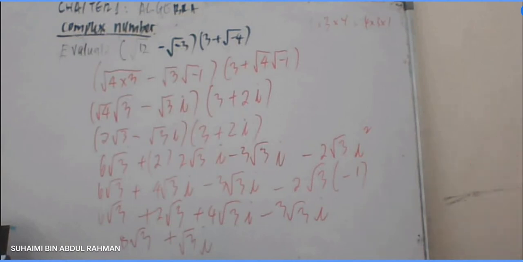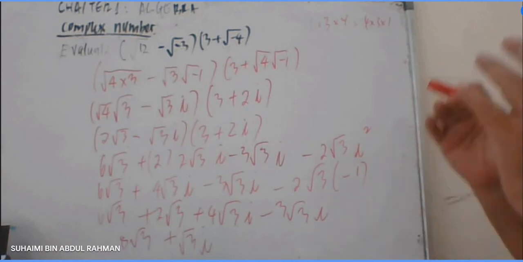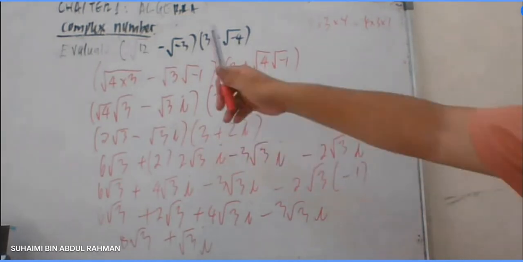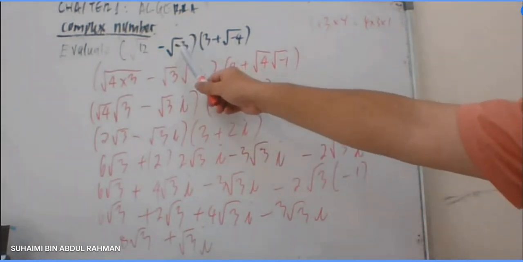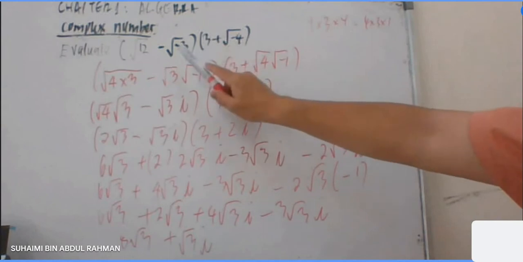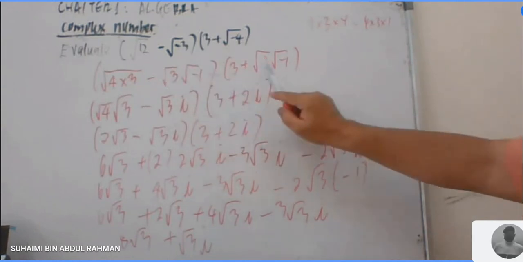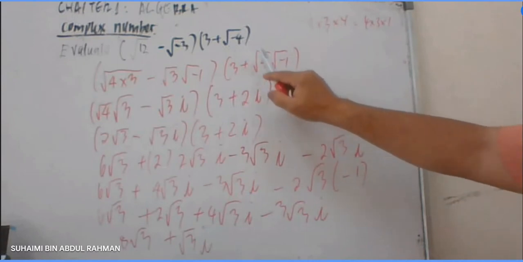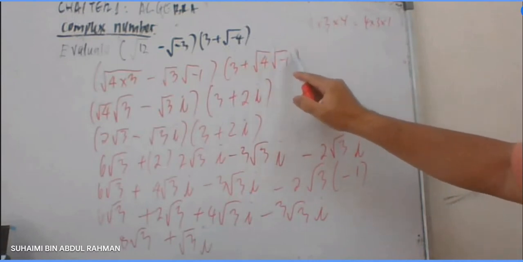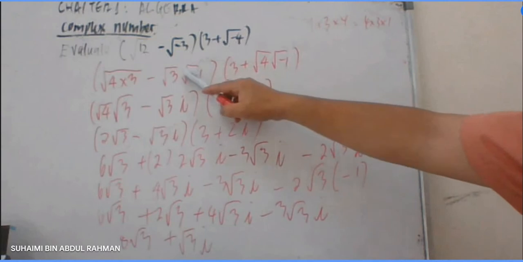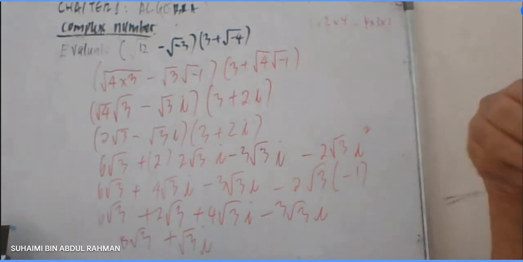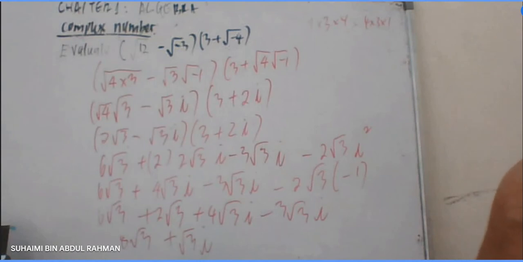So how do we evaluate that? By making minus square root of minus 3 and square root of minus 4 as square root of 3 multiplied by minus square root of minus 1, and square root of 4 multiplied by minus square root of minus 1, where square root of minus 1 is i. Since i square is minus 1, so square root of minus 1 is i.